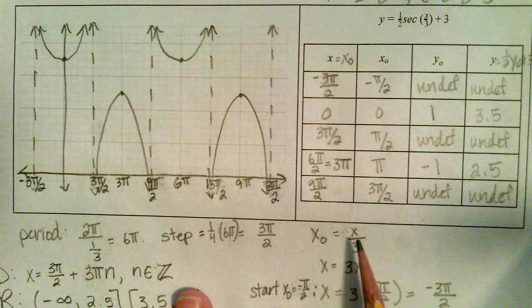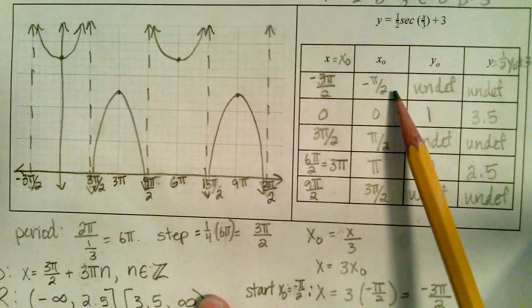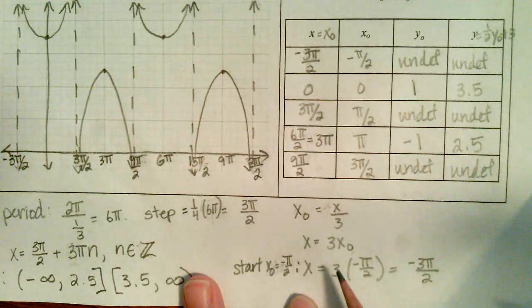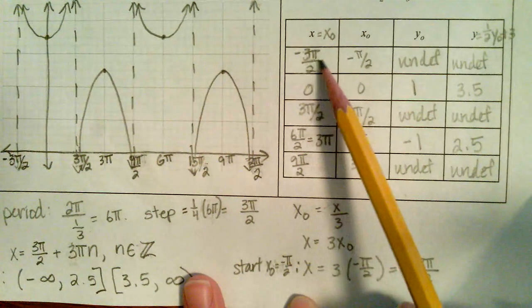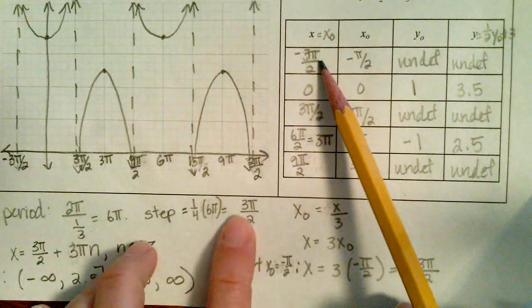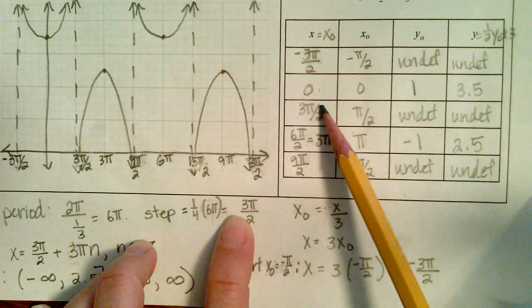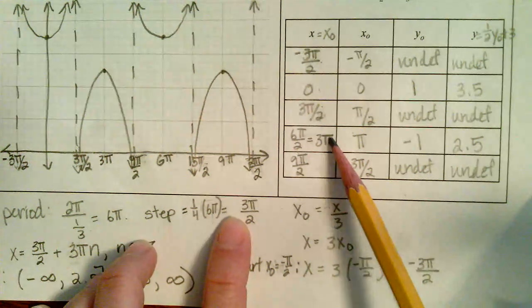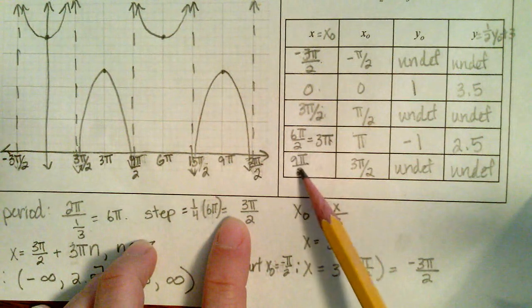My original x is now x over 3. When I solve for x, I get x equals 3 times my original x. My start value here was negative pi over 2. When I multiply that by 3, I get that my new start value is negative 3 pi over 2. And I just took my step and added 3 pi over 2. So 3 pi over 2 plus 3 pi over 2 was 6 pi over 2. I simplified that to 3 pi. I added another 3 pi over 2 to 6 pi over 2 to get 9 pi over 2.